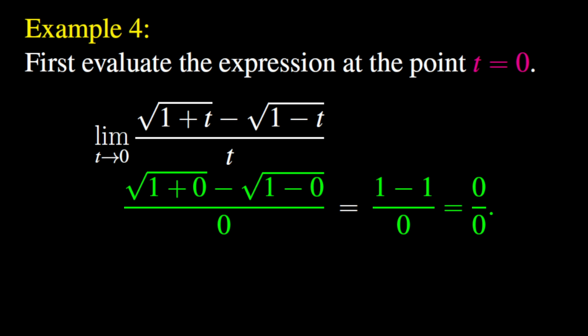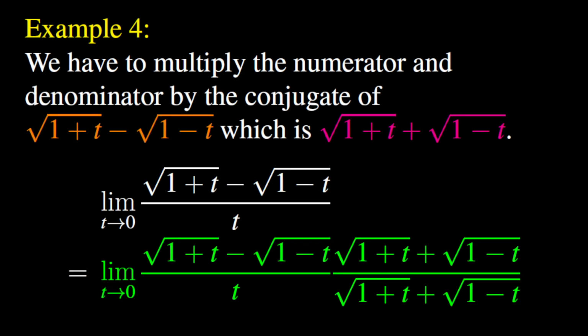Once again we will try to evaluate the expression at the point t equal to 0. We replace t with 0 and obtain the square root of 1 plus 0, minus the square root of 1 minus 0, over 0, which is equal to 1 minus 1 over 0. Thus we have 0 over 0, this is undefined. This means that we have to simplify the entire expression.